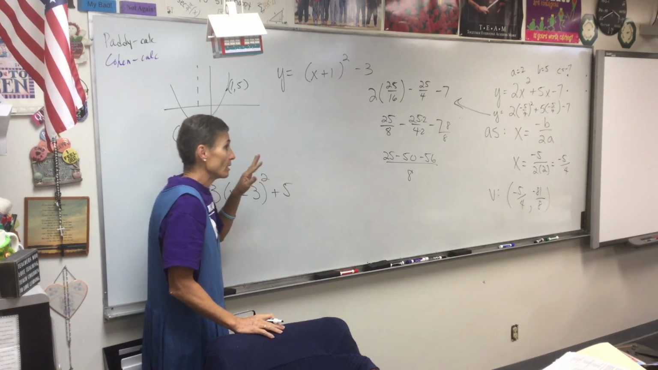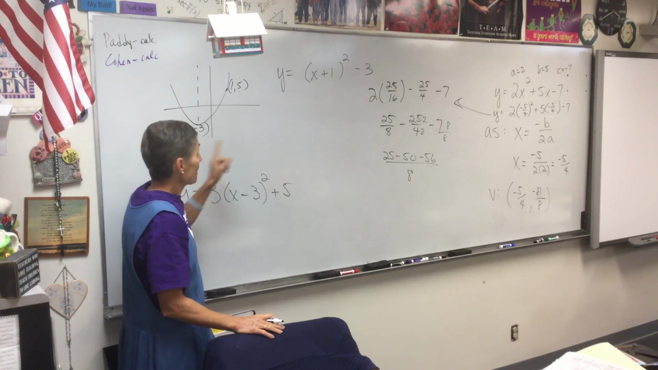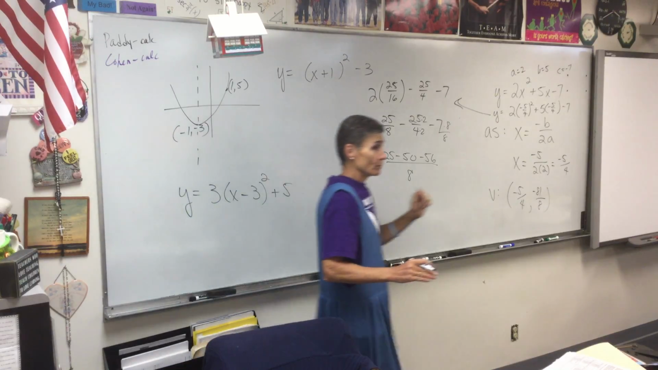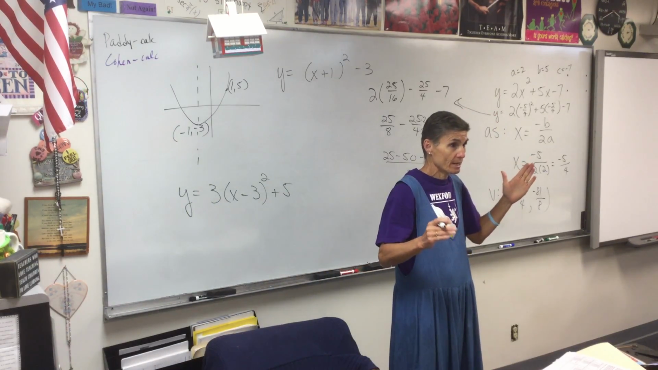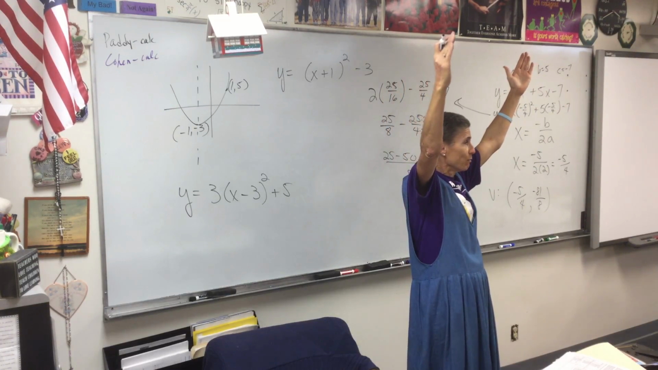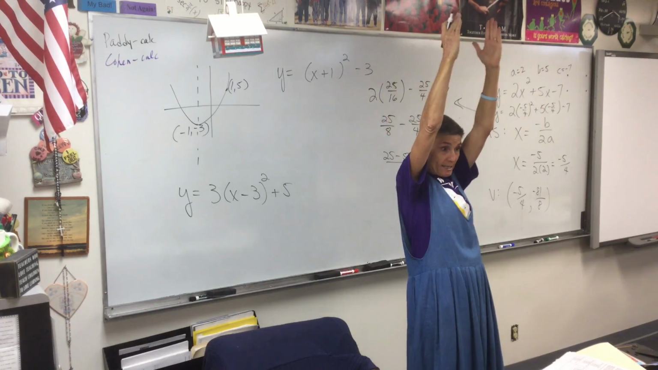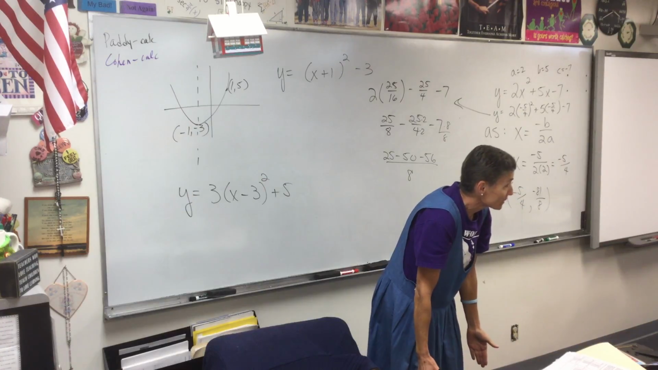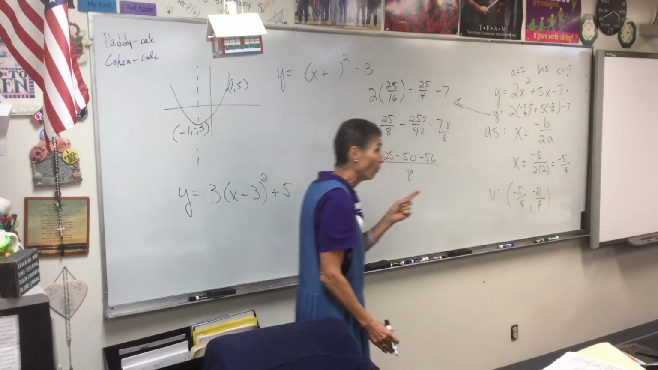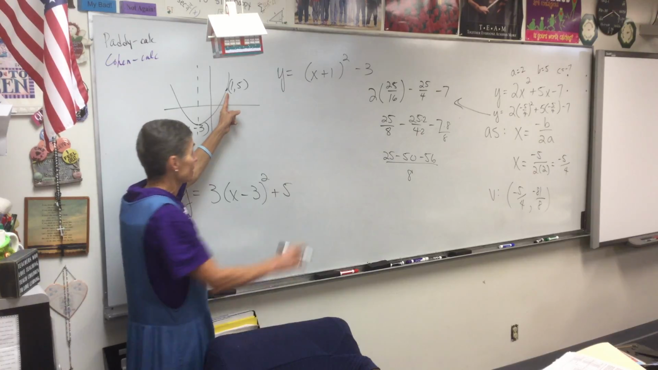Now, are there other parabolas besides the one I drew that have a vertex at -1, -3? Yes, you could pretend my head is -1, -3. I'm a parabola with a vertex of -1, -3. I could look like this, I could look like this, I could look like this, right? There are tons of them that have that vertex. What controls the specific one that goes through that point?